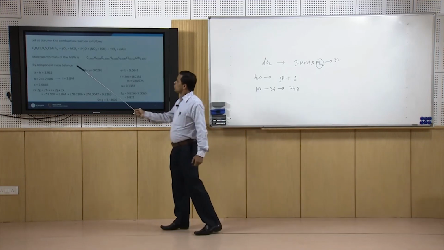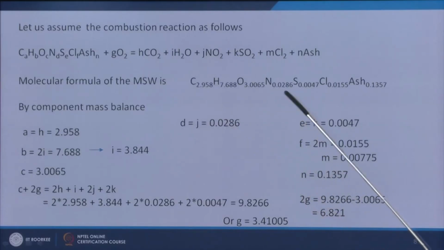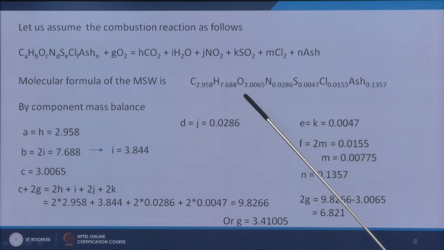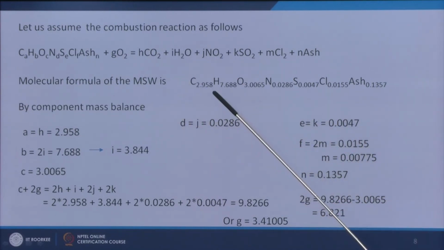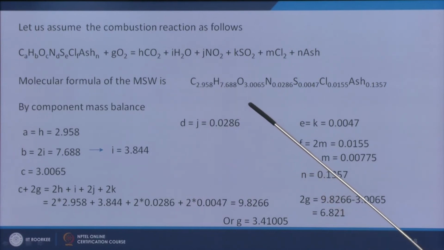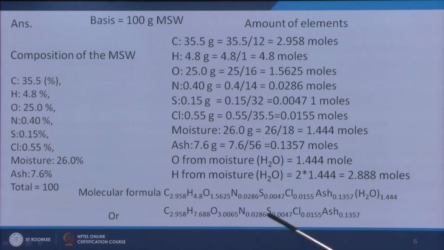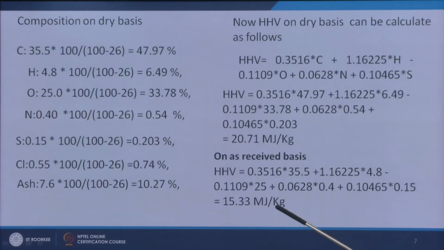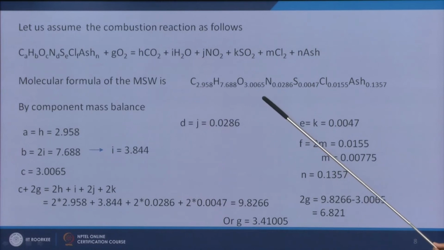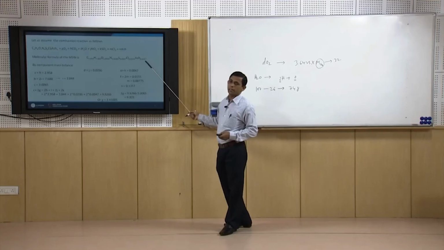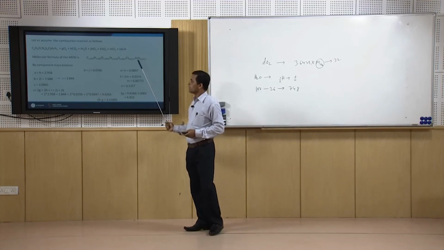Now, this is our molecular representation, that is C, A is equal to 2.958, H is equal to 7.688, just as we have discussed, 7.688, and then next O is equal to 3.0065, N equal to 0.0286, sulfur equal to 0.0047 and Cl equal to 0.0155 and S equal to 0.1357.